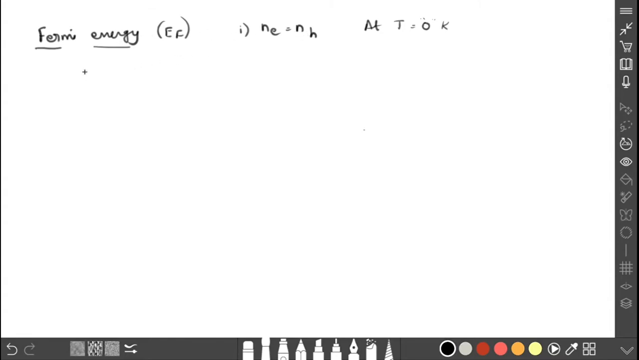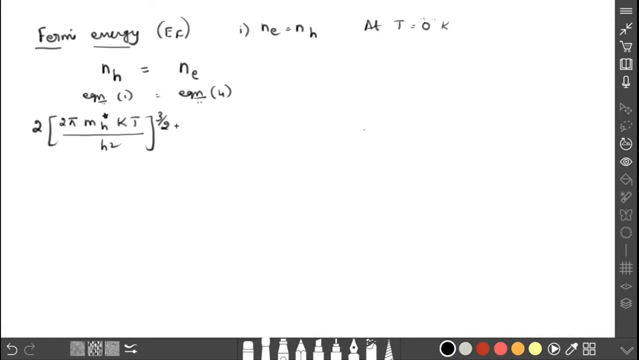So now, the number of holes in the valency band is equal to the number of electrons in the acceptor energy level. This gives equation 1, and this can be given by equation 4. So accordingly, I will substitute the values here: 2 into 2 pi m h star kT divided by h square whole to the power of 3 by 2, exponential of EV minus EF divided by KT, which is equal to NA into 1 divided by exponential of EA minus EF divided by KT. Afterwards the same steps we have to follow to find the value of EF. Here the exponential term is in the denominator; when it comes to this side, it goes to the numerator. Remaining terms will go to the other side.